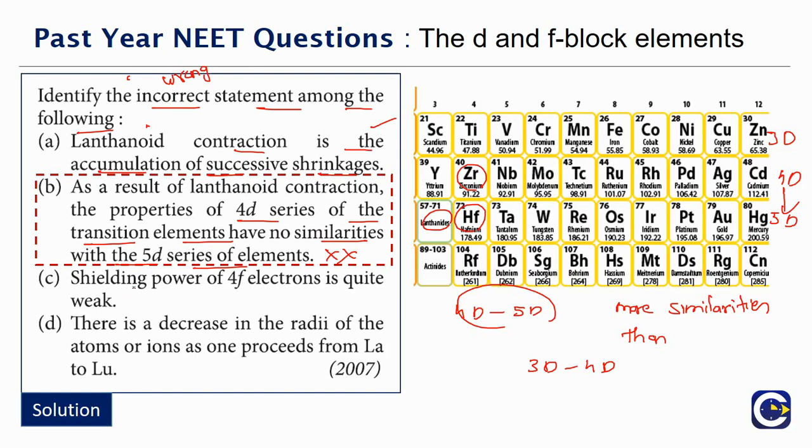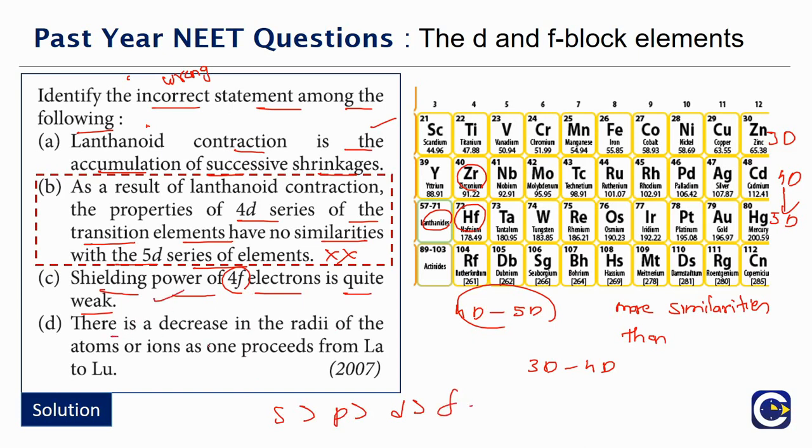We can look at statement C also. The shielding power of 4f electrons is quite weak. That is the reason why we have the lanthanide contraction. The shielding power of s electrons is more than p electrons, more than d electrons, more than f. So this is also a correct statement.